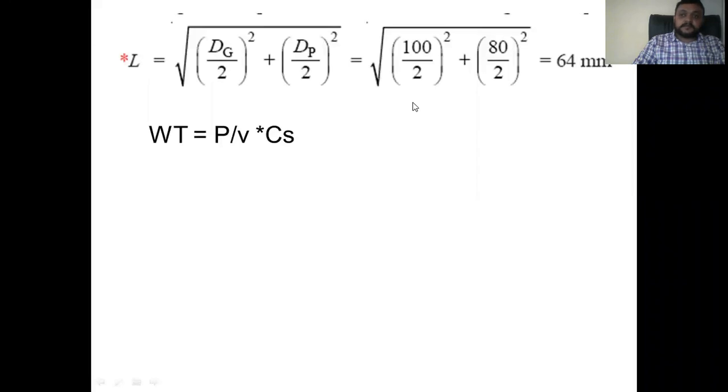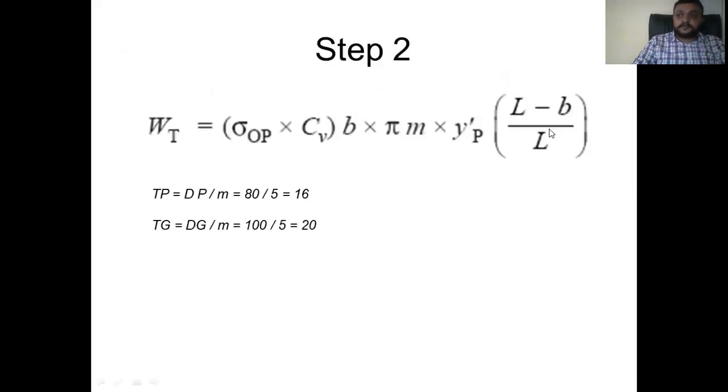L is equal to this one, and load WT, the tangential load, is equal to power divided by velocity into service factor. Ideally, you have to take service factor as 1, and L is to be calculated from the pitch circle diameter of the gear and pinion both, and that is already given. And from that, you can calculate the WT also. Then in step number 2, just have to govern the equation. TP and TG are there.